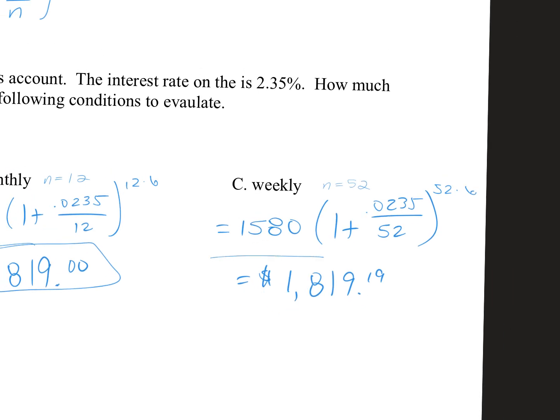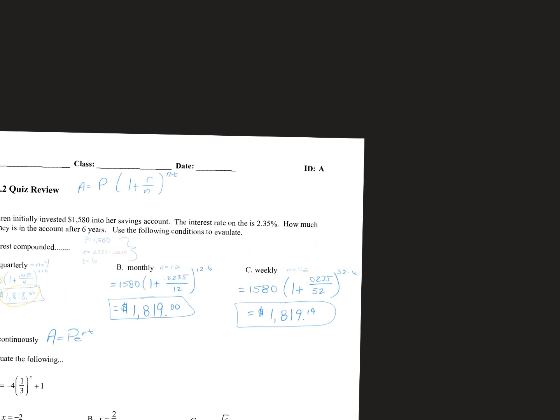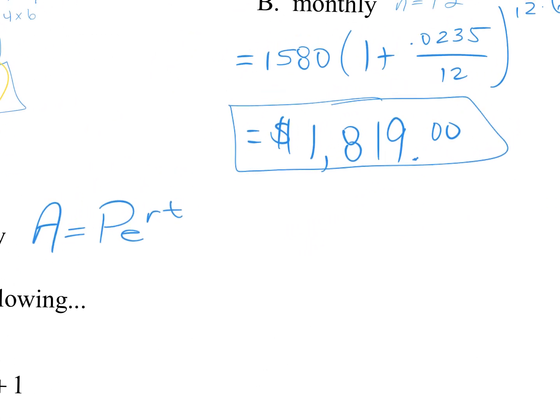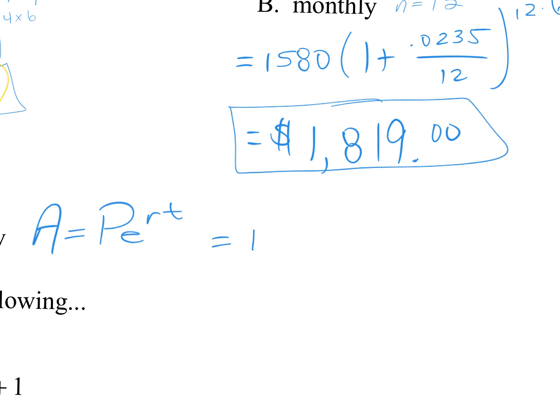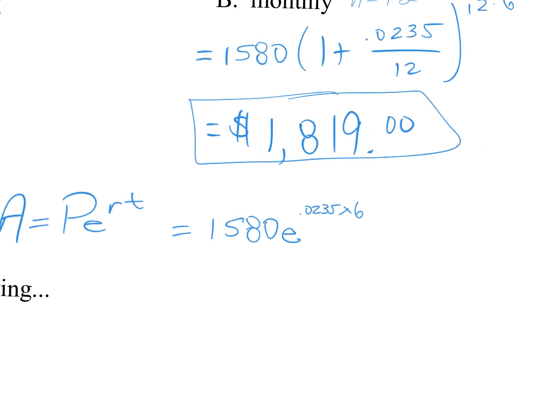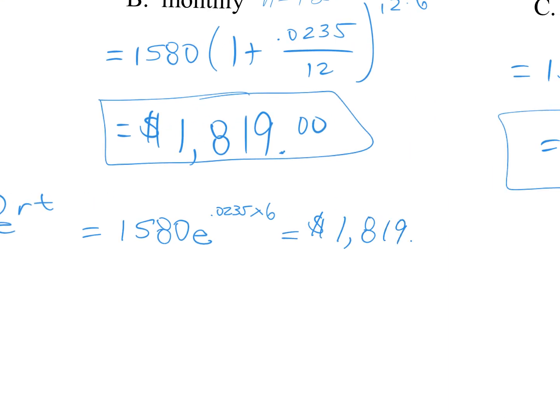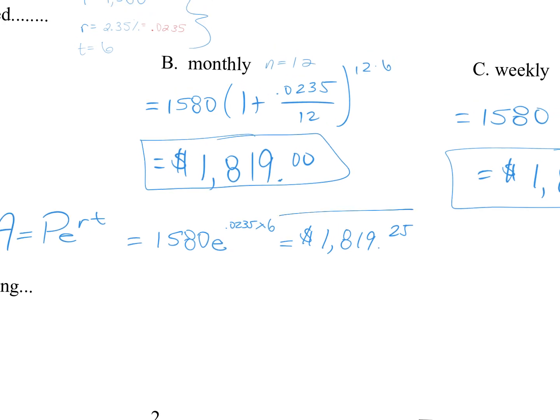$1,819.19. Big difference? No. When you work this out continuously with your APERT, should it be really different? No. Again, for APERT, I need to see your initial amount, 1580, and then your E, and you're going to raise it to the 0.0235 times 6. So 1580, second ln, and then I have 0.0235 times 6. And I got $1,819.25.